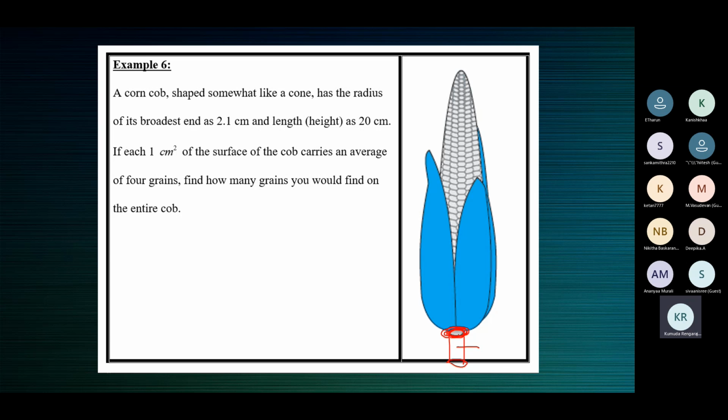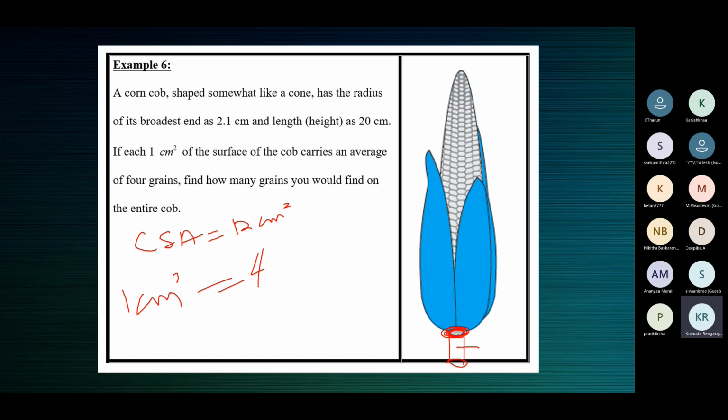Say the CSA is some 12 centimeters square. CSA we find, okay, so it's 12 centimeters square. So on 1 centimeter square, you find how many grains on that area? You find 4 grains. So if the corn cob has an area of 12 centimeters square, you will find 12 into 4, 48 grains.